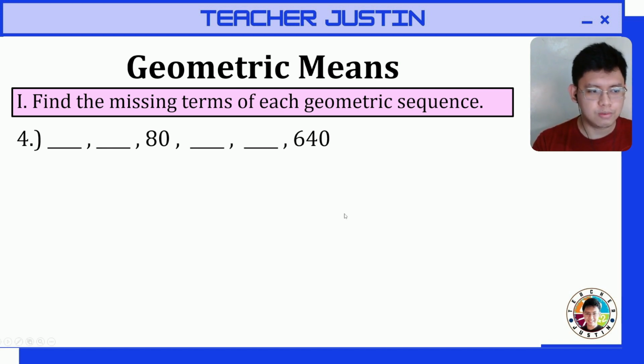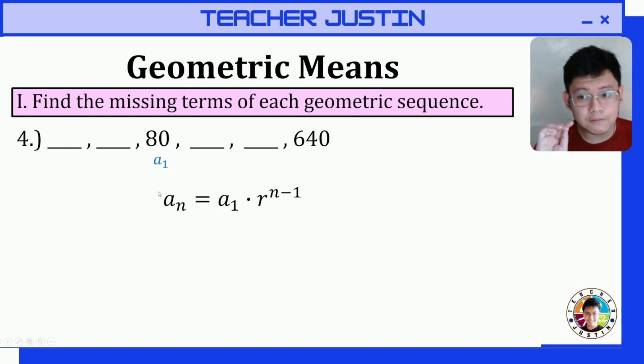So, dito, we're going to use our formula for geometric sequence. A sub n is equal to a sub 1 times r raised to n minus 1. Now, identify natin kung ano yung given natin. So, kailangan natin ng first term at last term. That's why we will start our counting dito kay 80.